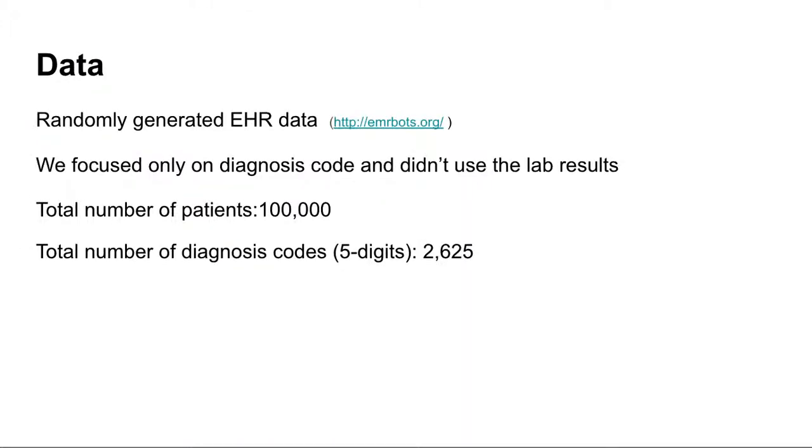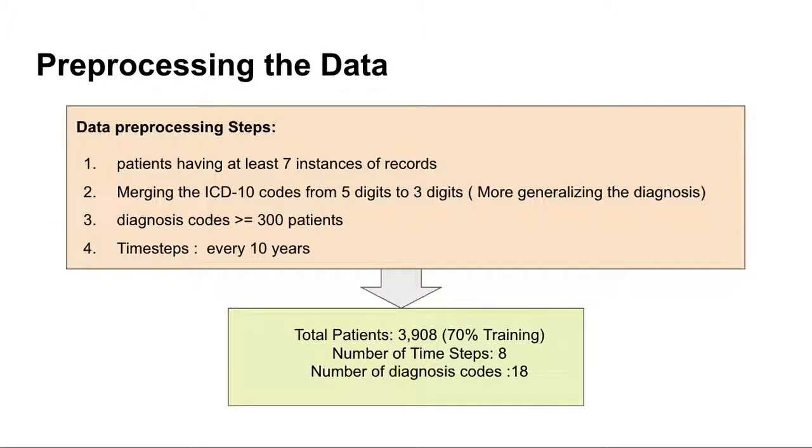So we are using the electronic health record data from the emrbots.org website, which consists of different versions of the data, and they have different information like diagnosis, admission, and also the lab results. We select only the admission and diagnosis codes, and we didn't use the lab result data. The total number of patients in our study at the beginning is 100,000, which has 2,625 diagnosis codes.